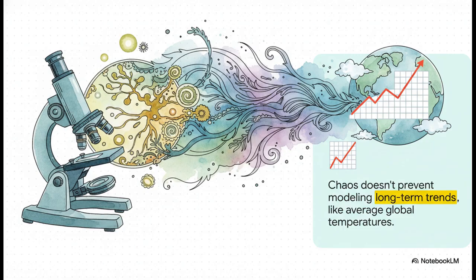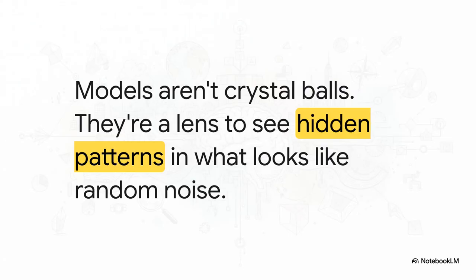But, and this is so important, chaos should not be an excuse to just throw our hands up and avoid making predictions. We can model and predict the long-term trends, the statistical properties of the system, like the change in average global temperature. And that, for me, is the most powerful idea of all. Models are so much more than just crystal balls for predicting the future. They're a new kind of lens. They give us a new language to find the hidden patterns in what just looks like random noise. They help us see the simple rules that might be driving the incredibly complex systems that are all around us every single day.